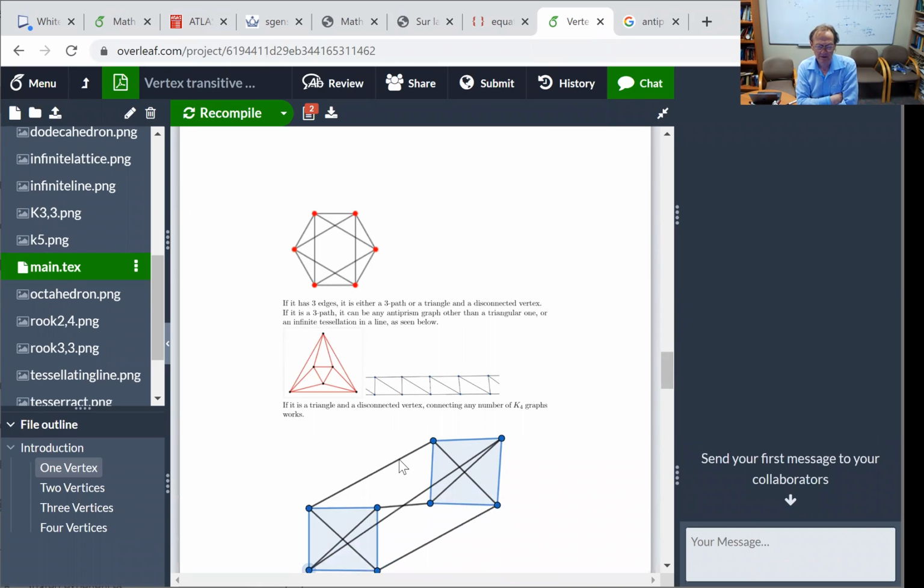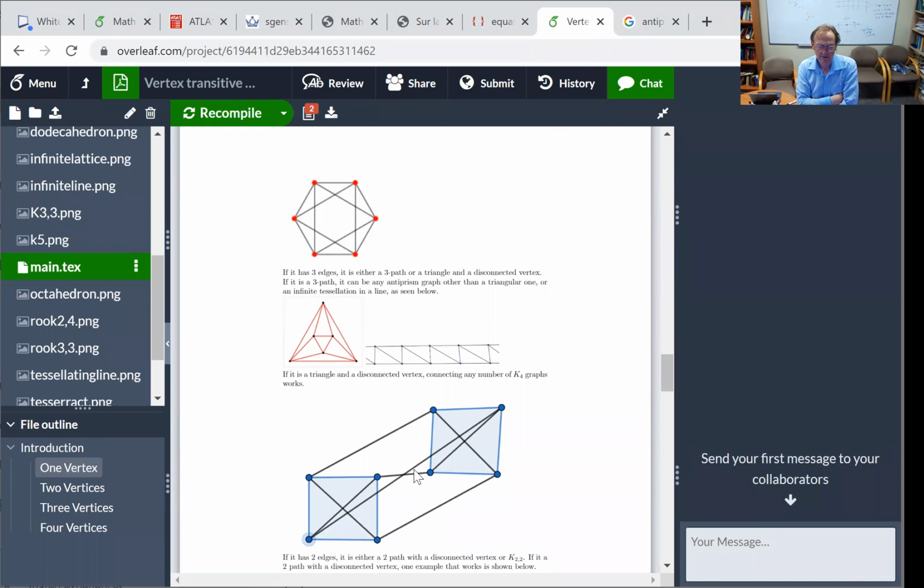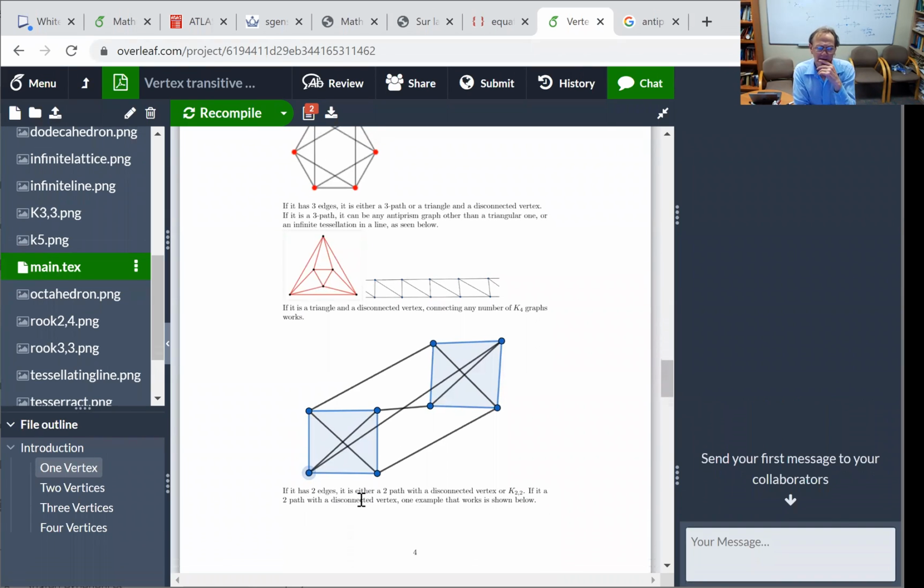If it's a triangle and a disconnected vertex, Lucas found that you can connect 2 complete K4 graphs, and not just 2. You can connect any number to form some weird graph. Can you scroll it up a little bit, please? I drew it really badly, but it's 2 complete K4 graphs that are connected. Each vertex will be connected to 2 other vertices in the same K4 graph, connected by a diagonal, and connected to one other point in the other K4 graph.